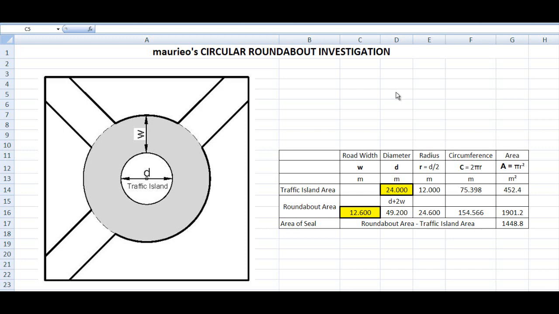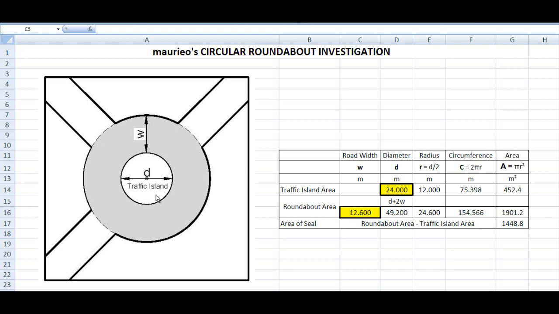In this video, I'm going to be looking at a classic circular roundabout and doing a bit of investigation as to the area of various aspects of that roundabout. In particular, we want to find out the area or the sealed area of the roundabout, the area of the traffic island, and perhaps the total area of the roundabout.